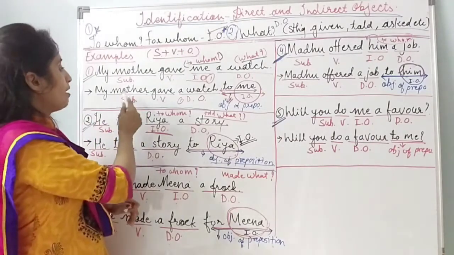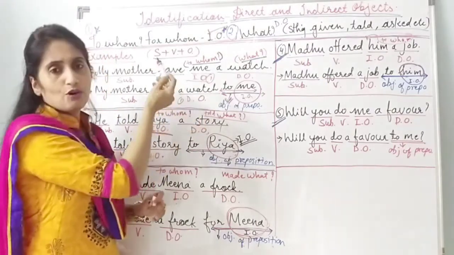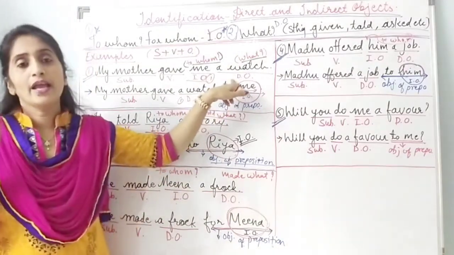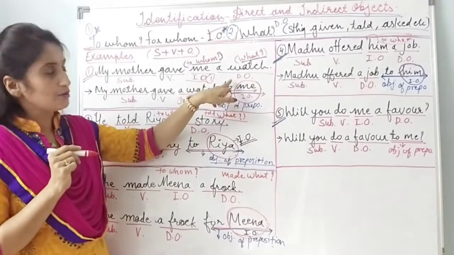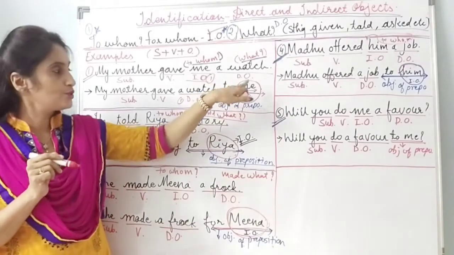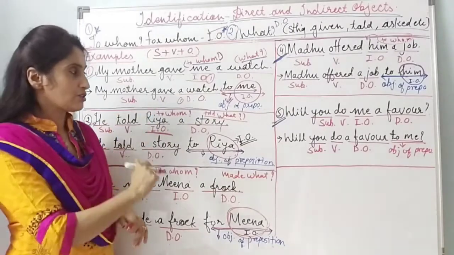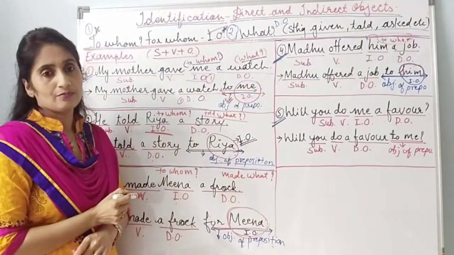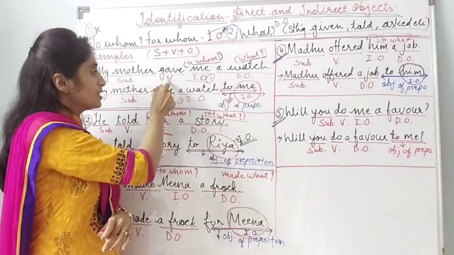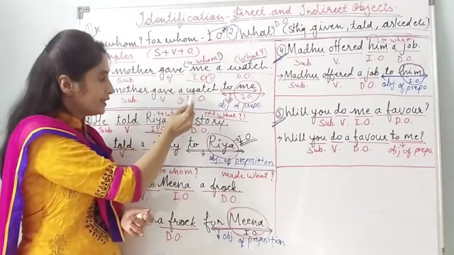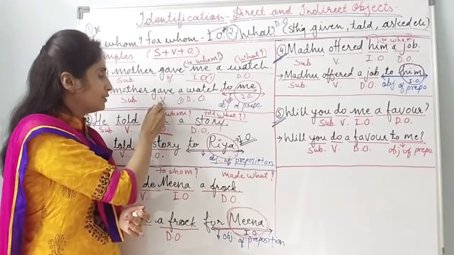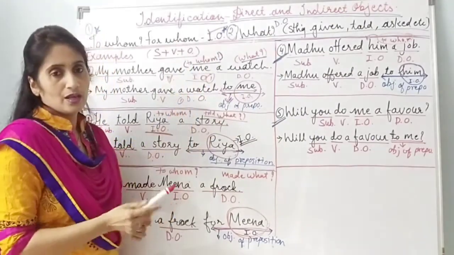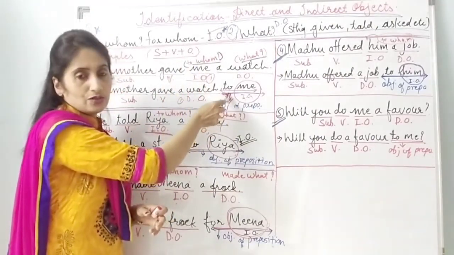Okay, so here my mother gave a watch. What is given? Watch is given. To whom? To me. So we have to take help of the preposition here, and we have used the preposition to here. To me. But what happens? Pay attention. In the first sentence, me is the indirect object. It has come just after the verb. But in this sentence, after the verb, the direct object has come, and after direct object, it has come. And it has come with the preposition.